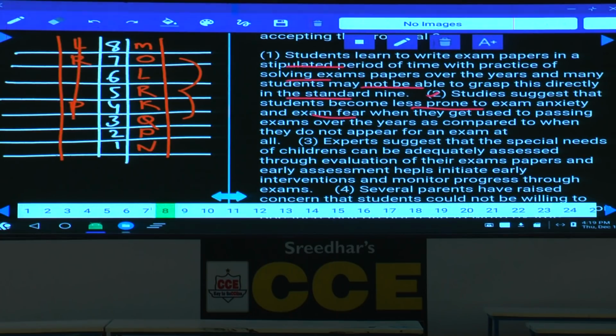Then the third one: experts suggest that the special needs of children can be adequately assessed through evaluation of their examination papers, and early assessment helps initiate early interventions and monitor progress through examinations. If there is an exam, what happens here? Then we are able to assess the student, in which area this student is weak and in which area this student is strong, isn't it?